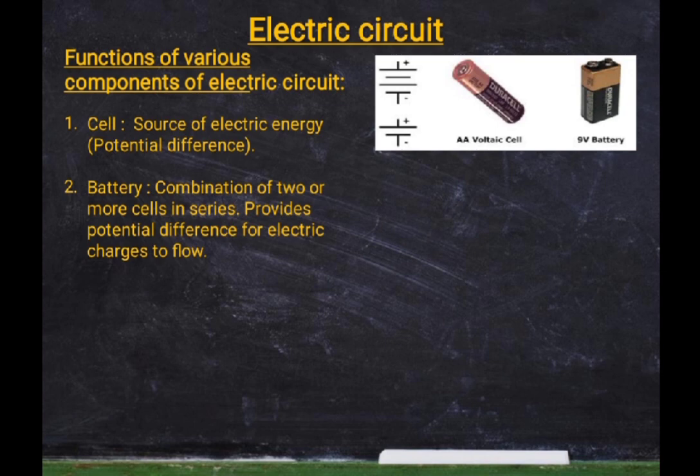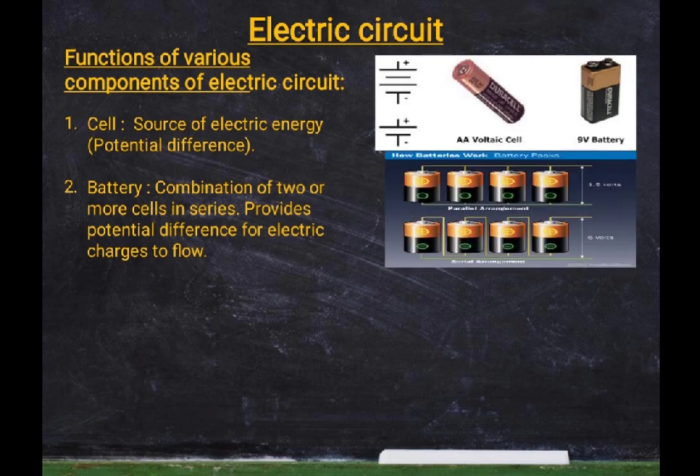For a cell, the larger line represents the positive terminal, and the smaller line represents the negative terminal. A battery is a combination of two or more cells in series, which provides a bigger potential difference for appliances which need more potential difference or current, right?